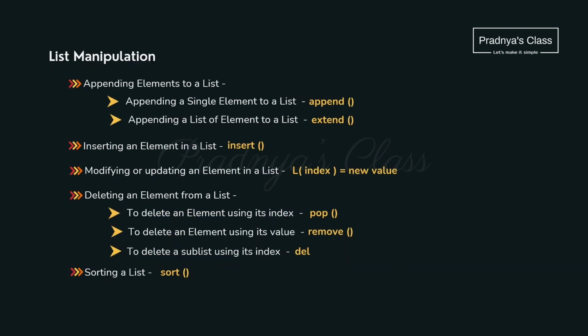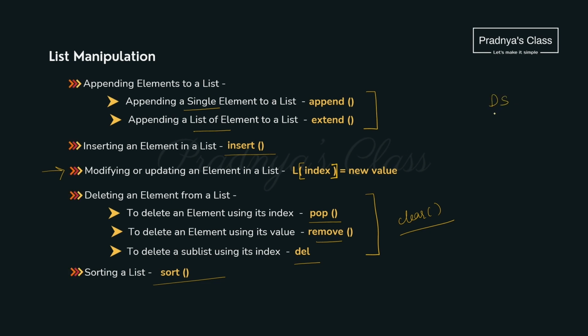Here is the summary of the different operations that we perform on the list. We can append elements. For that we have two methods, append and extend. The append method will append a single element, whereas extend will append a list of elements. For inserting an element at a specified location, we have the insert method. If you want to modify or update an element in the list, you directly assign the value using the index. Here are some of the options to delete an element using pop, remove, del. If you want to delete all the elements, we have the clear method too. And if you want to sort the elements, we can use the sort method.